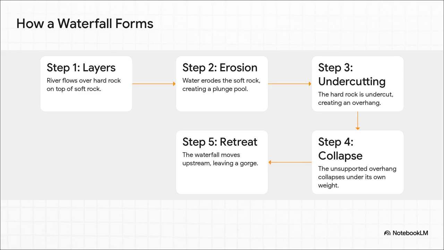Picture a river flowing over a layer of really tough, hard rock that's sitting on top of some weaker, softer rock. The water hammers away at that soft rock much faster, carving out a deep pool at the bottom called a plunge pool. The sheer force of the water and all the rocks it's carrying act like sandpaper, digging that pool deeper and deeper and undercutting the hard rock above. Eventually, that hard rock ledge is left with no support, and it collapses. This whole process just repeats over and over, which actually makes the waterfall slowly move backward, upstream.